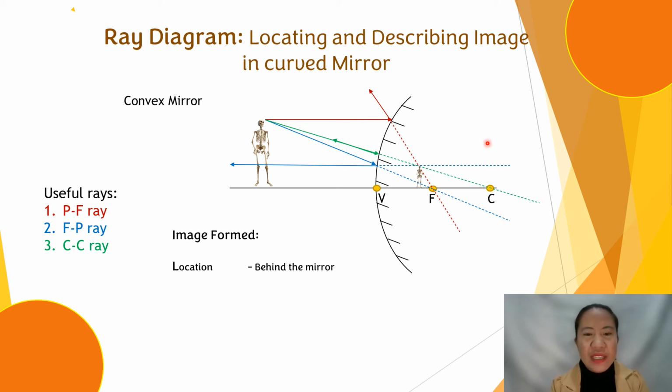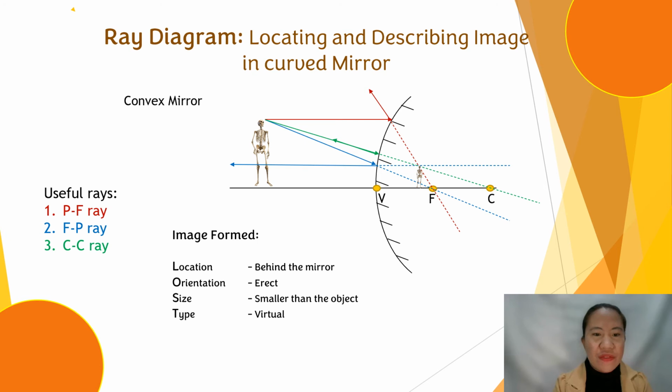Its orientation is erect because it is above the principal axis. For the size, we compare the size of the image to our object. Our image is smaller than our object. Then, for the type, it is virtual. Why? The light rays are assumed to be intersecting at a certain point. So it is virtual.